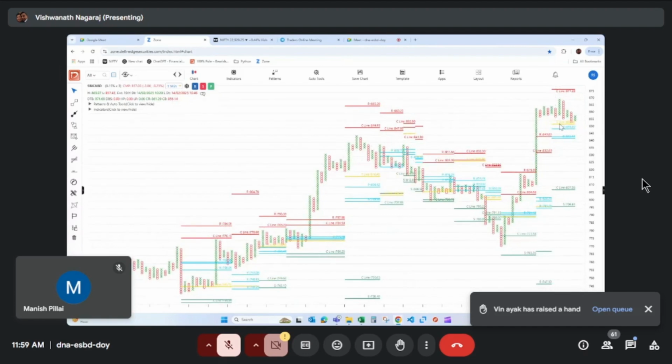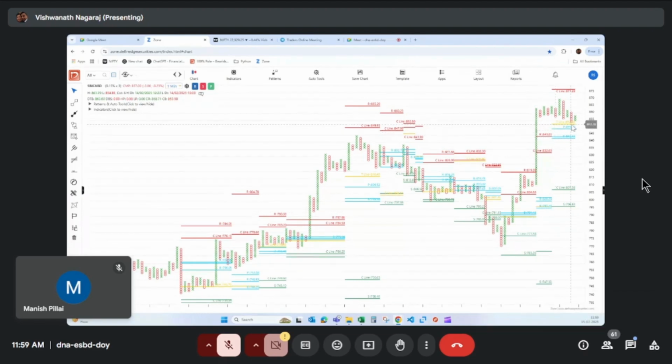Look at your T line. T line, T line, T line. The previous two T lines have now changed. Does that mean it is bullish? Yes, it is bullish. Does that mean we can enter? No. You wait for the C line and the R line to get taken out. Fair enough.